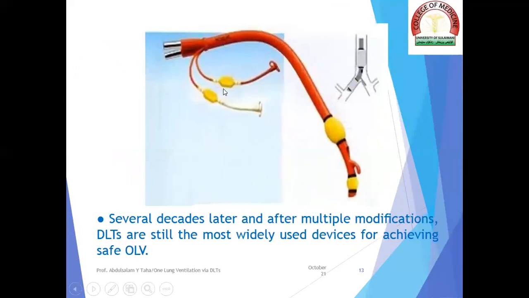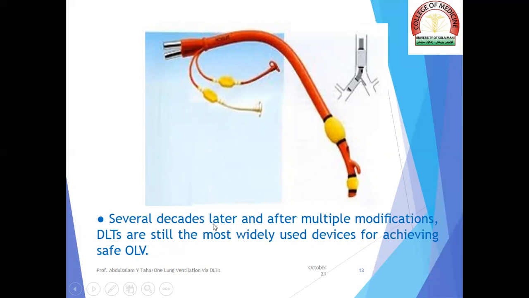And in this picture, we can see the Robertshaw double lumen tube, which is made of red rubber, and it comes in 3 sizes: small, medium, and large, and can be also of 2 sides: the right-sided double lumen Robertshaw tube and the left-sided Robertshaw double lumen tube.